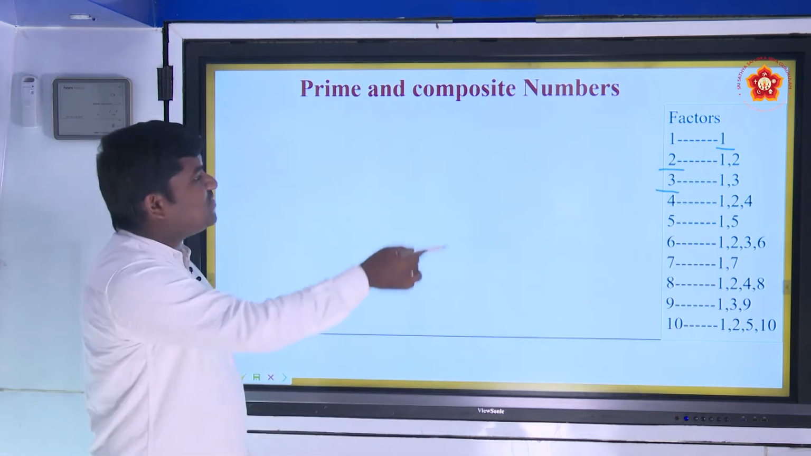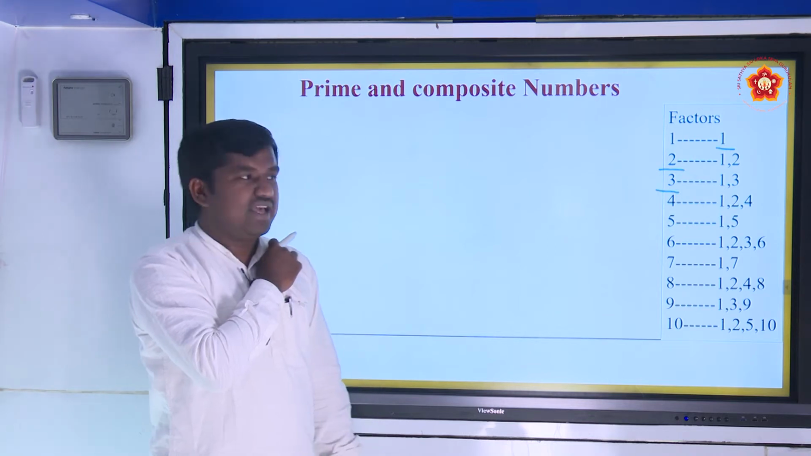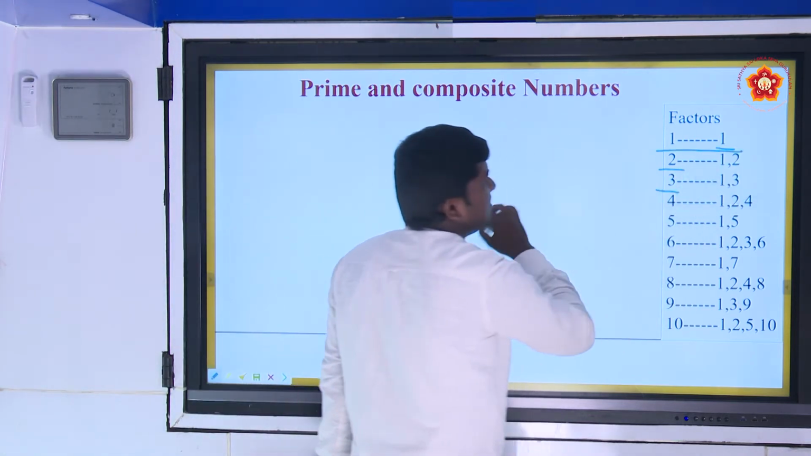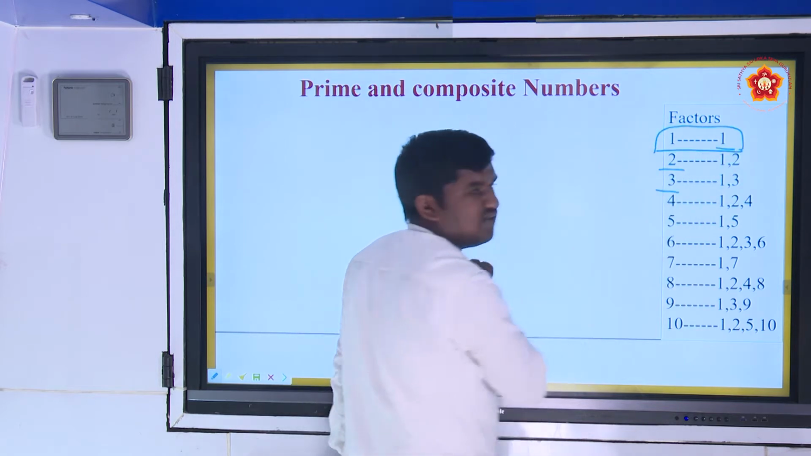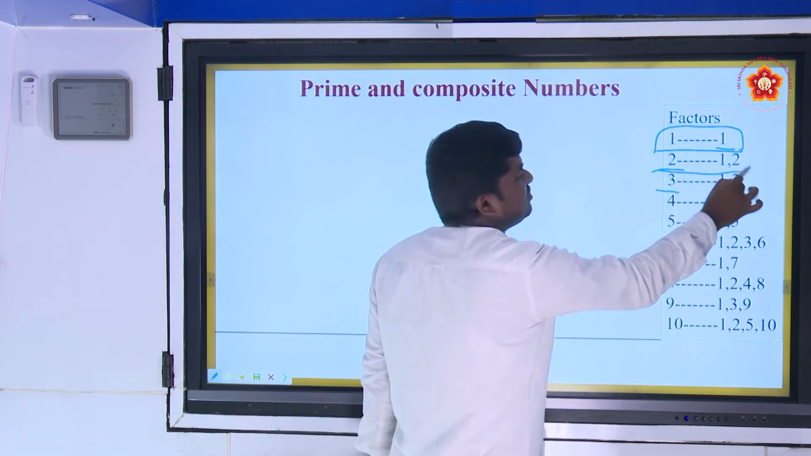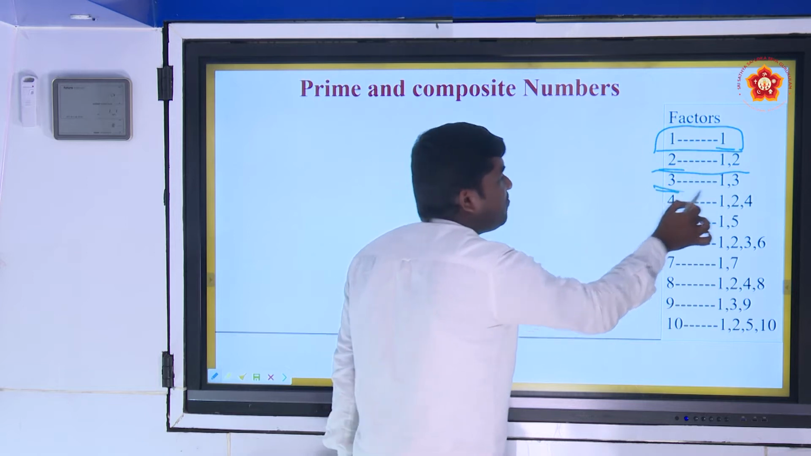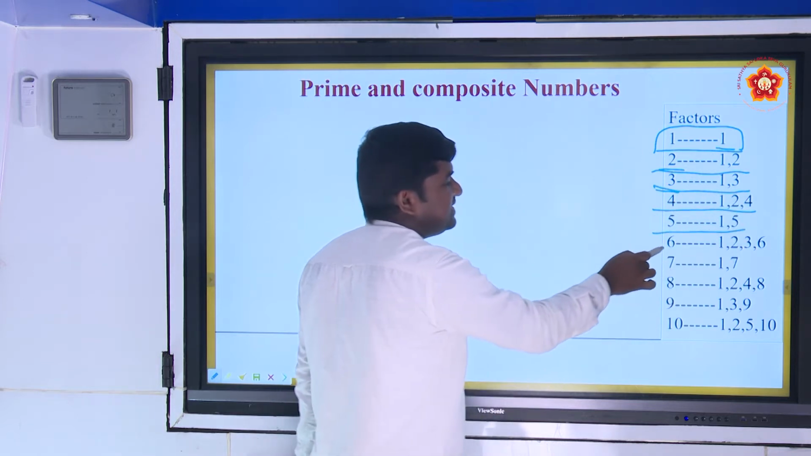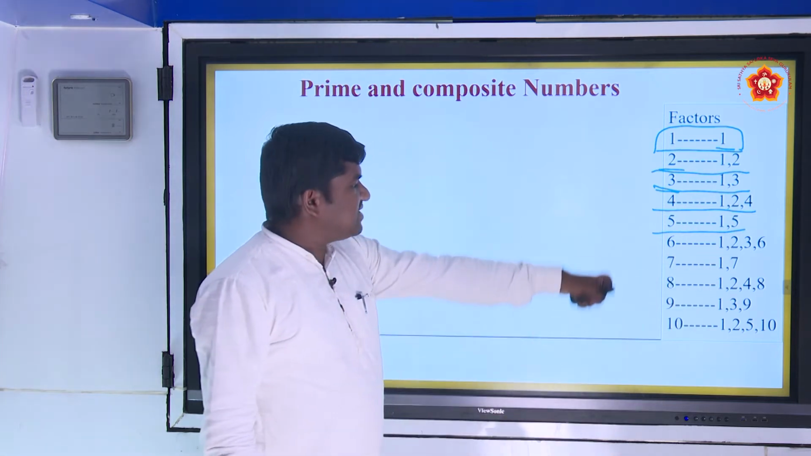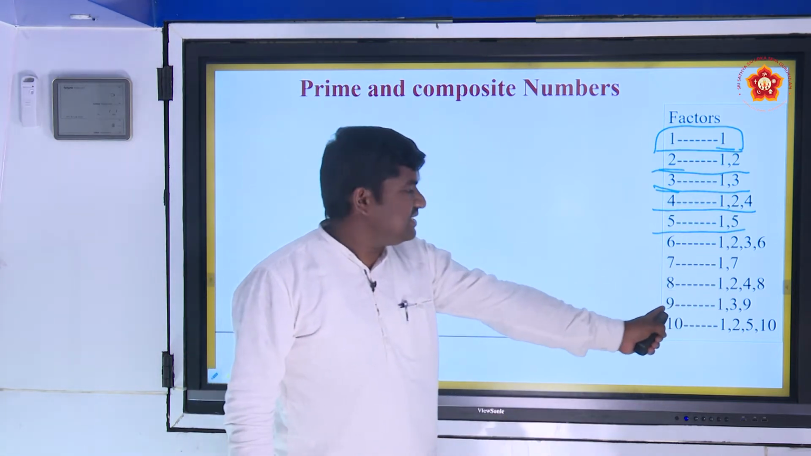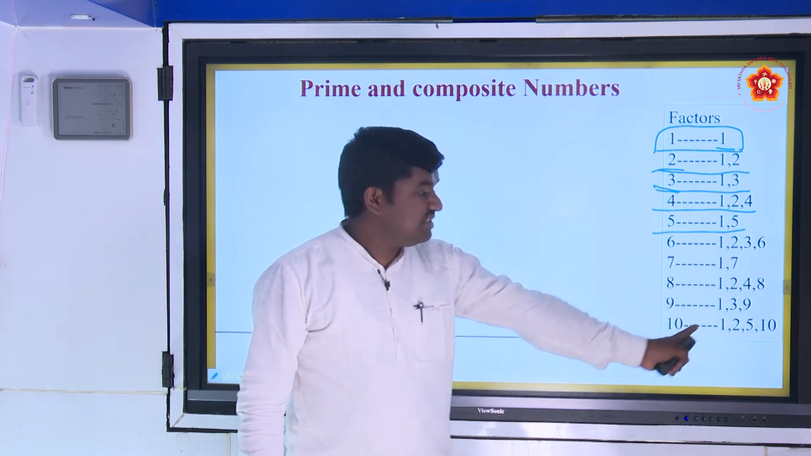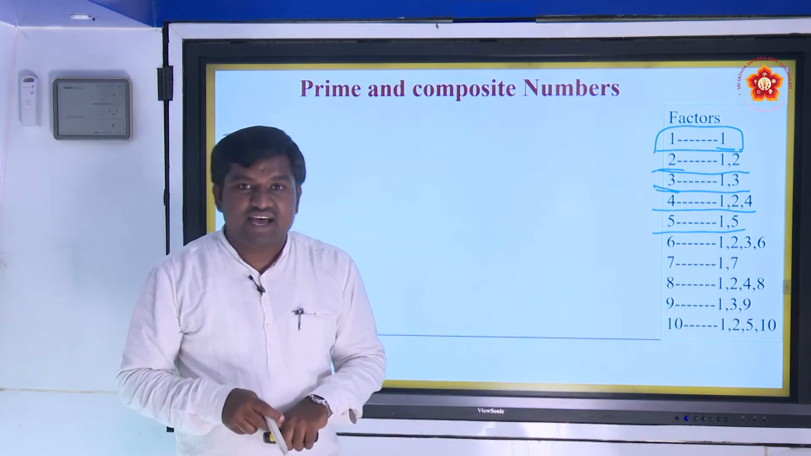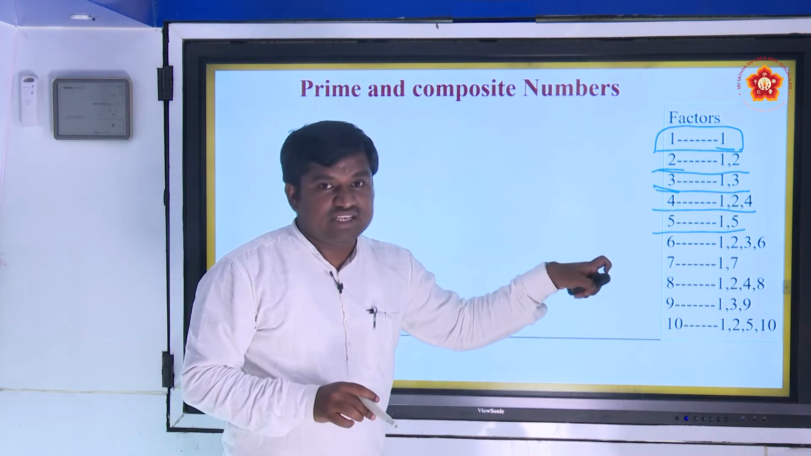Okay, then observe this. Some numbers have only one factor. The number 1 has only one factor. The number 2 has 2 factors. 3 has 2 factors. 4 has 3 factors. 5 has 2 factors. 6 has 4 factors. 7 has only 2 factors. 8 has 4 factors. 9 has 3 factors. 10 has 4 factors. Why am I telling this?